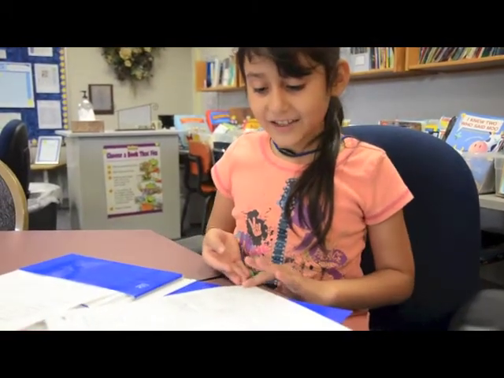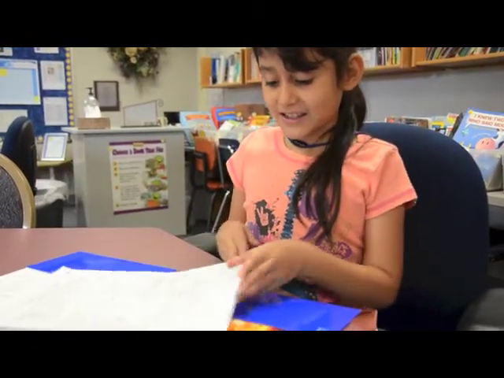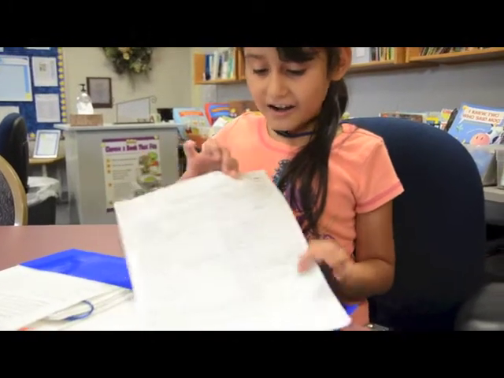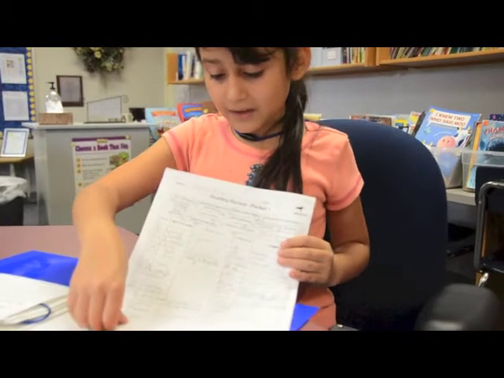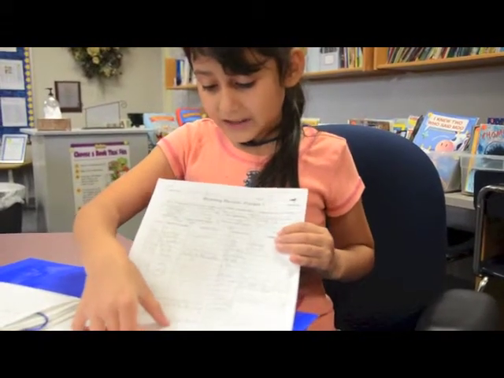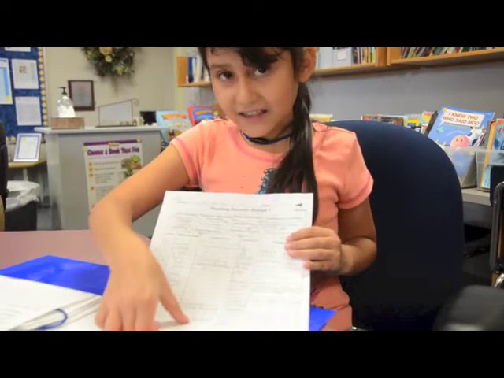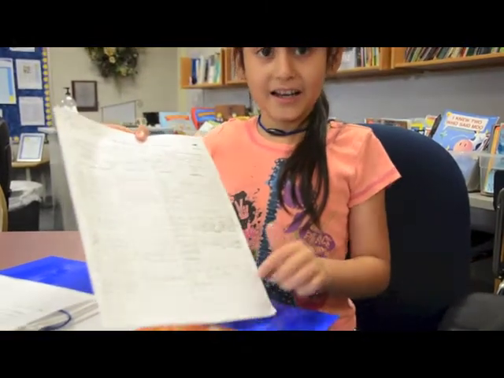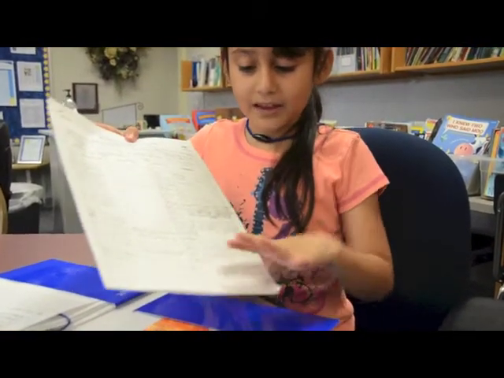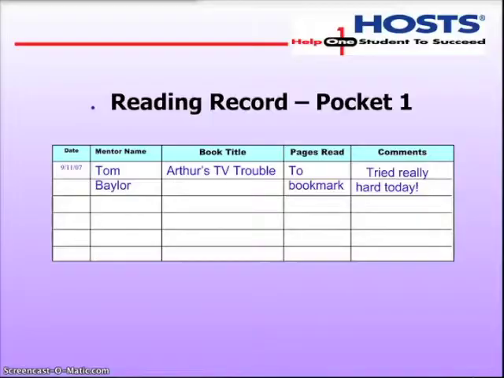So after we read for 15 minutes, our mentor fills this chart up. Right here is where they put the date. Right here is where they put their name. Right here is where they put the title of the book. And they put these little signals just in case it's the same book. And right here is what page they're in. They could put bookmark or the actual page number. It's just a small bit of record keeping for mentors.